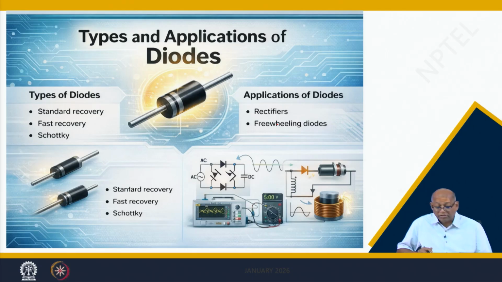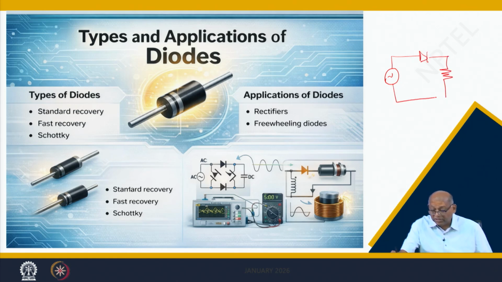You can use power diodes for rectification. So, how do you do rectification? If you have an AC source, and you connect a diode like this and here is a resistance, this becomes a half wave rectifier. How? That means this is the AC source, this is the resistance, this is the diode. So, this is the AC source voltage.